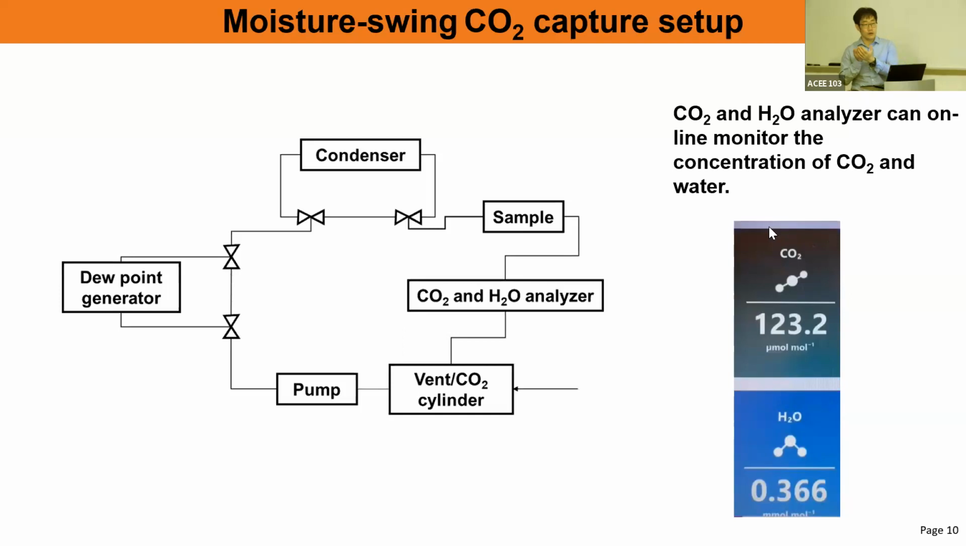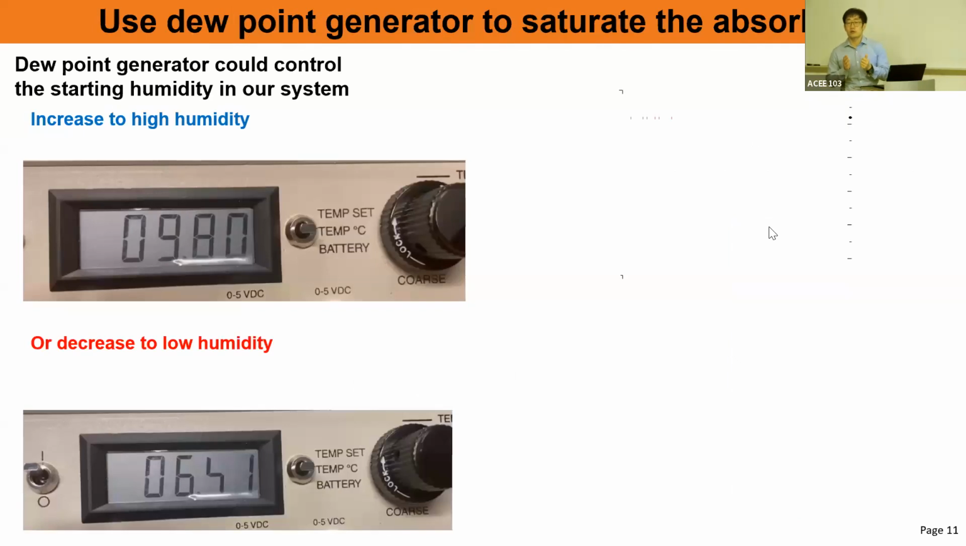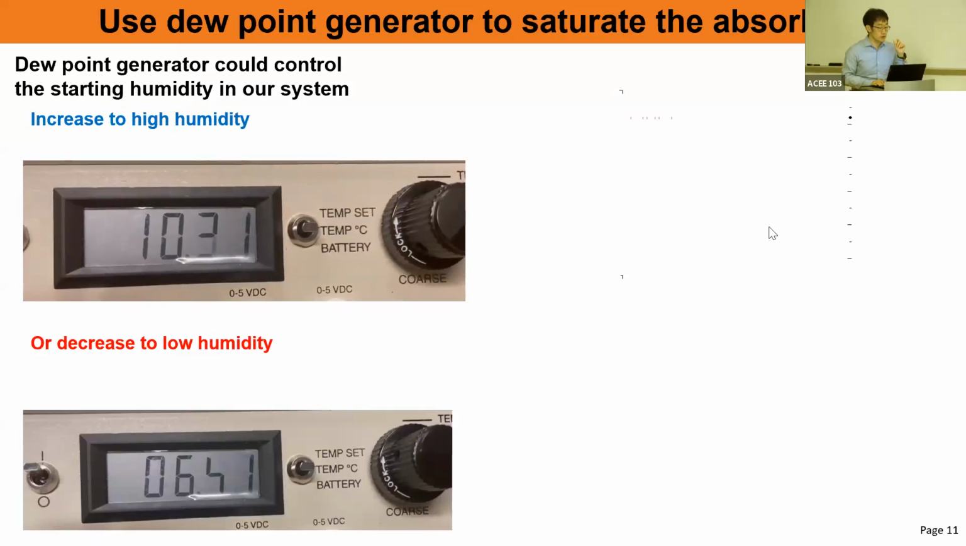Clearly we need an analyzer to tell how much carbon dioxide and water there is. That's called a CO2 and water analyzer. Here is a video showing that if we change the moisture inside, the carbon dioxide reading will correspondingly change slowly, over about tens of minutes or even hours. And in our study, we need to control the humidity because, as you know, we need different humidity to capture or release carbon dioxide. So we have an instrument called a dew point generator to set the initial humidity first. It can reach a very high humidity.